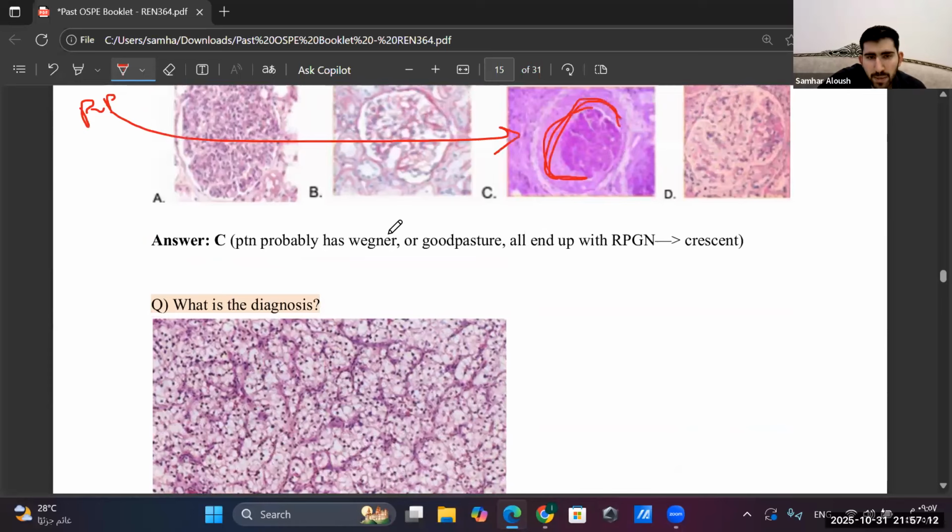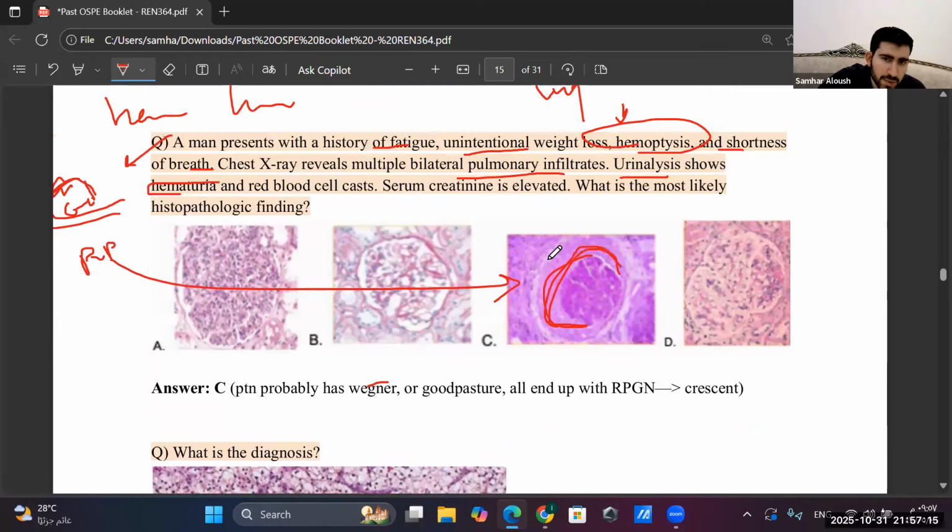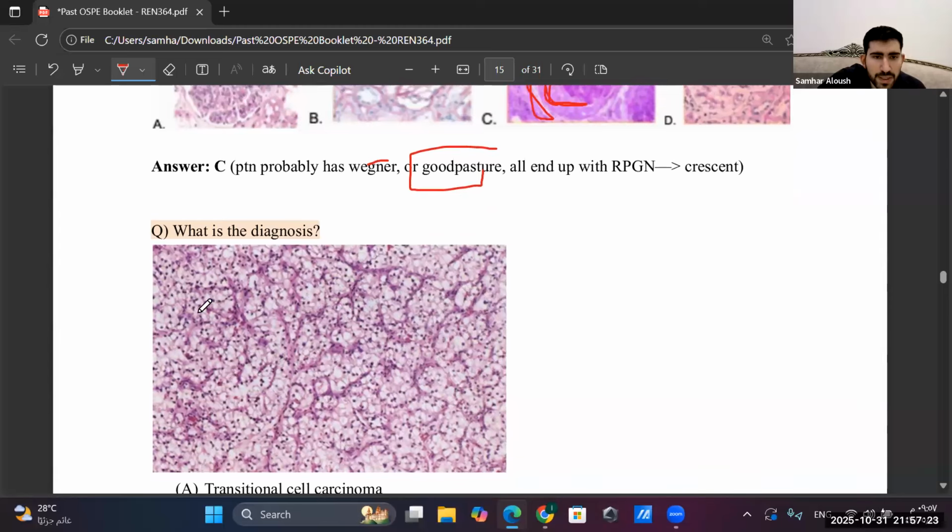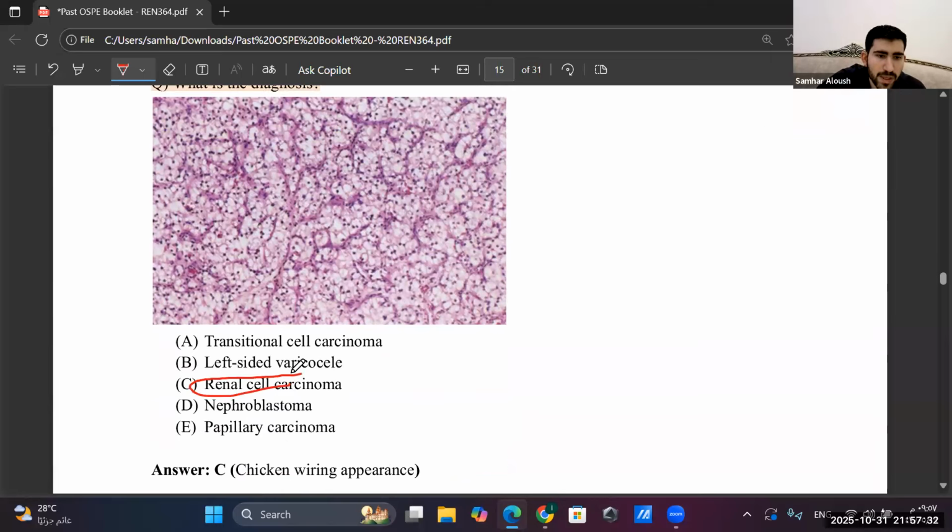Others are saying that it might be Wegener. It might also be Wegener, but Wegener is crescent shape too, so it's the same answer. It's most likely Goodpasture anyway, but it's the same answer anyway. What's the diagnosis? We said this is the look of renal cell carcinoma, which has very clear cells because they have high lipid content. So it's renal cell carcinoma.